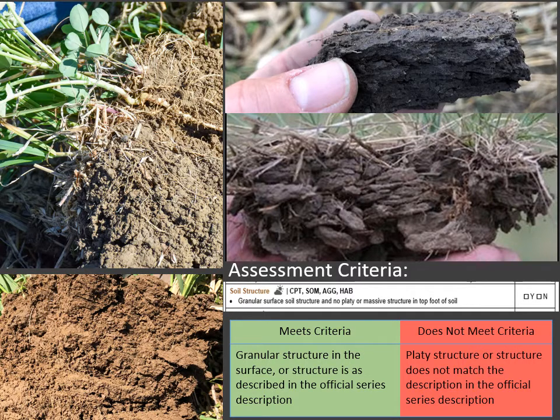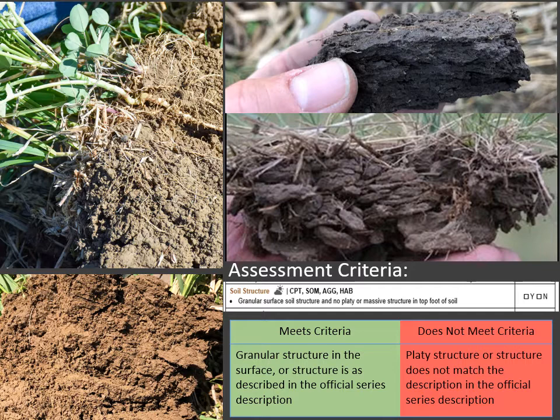Again, here on the top right, we have two examples of what would be considered a platy structure. That top picture is a platy structure that was at that 4-inch or 5-inch depth range, and here we've got an example of some platy structure right at that soil surface. Again, we're seeing that platy structure in those systems, and so that's not meeting criteria.